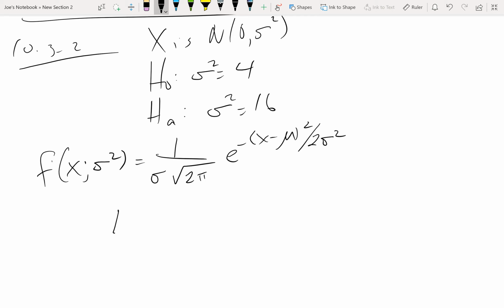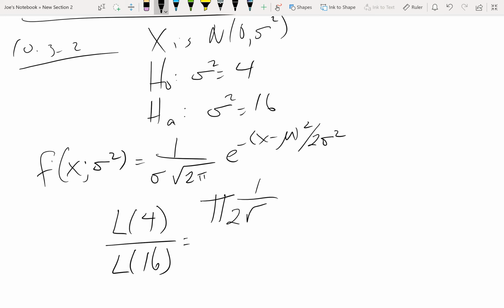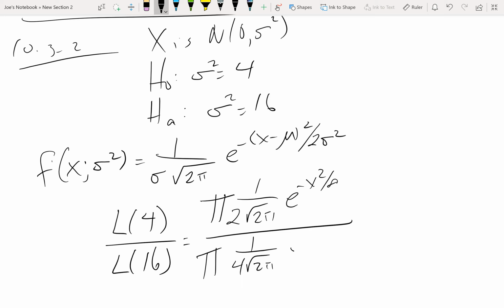So I want to do the likelihood of 4 over the likelihood of 16. So we'll have the product of, well, sigma squared is 4, sigma is 2. So we'll have 1 over 2 root 2 pi e to the minus x squared over 8, and then over the product of 1 over 4 root 2 pi e to the minus x squared over 32. And we want this to be less than or equal to k.